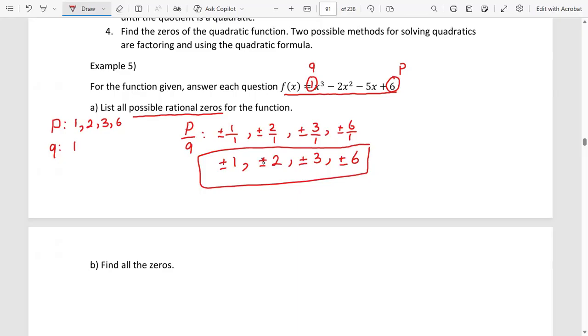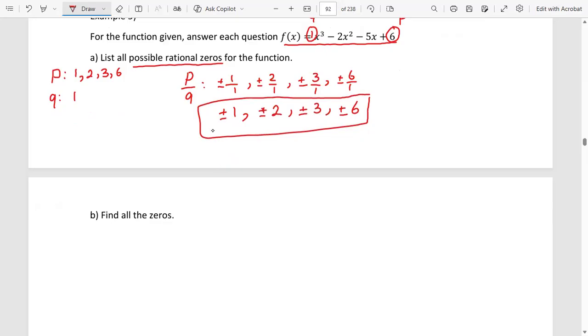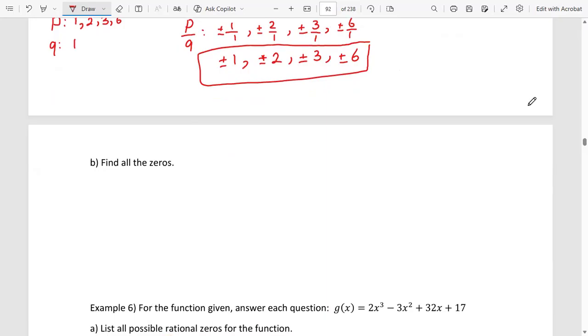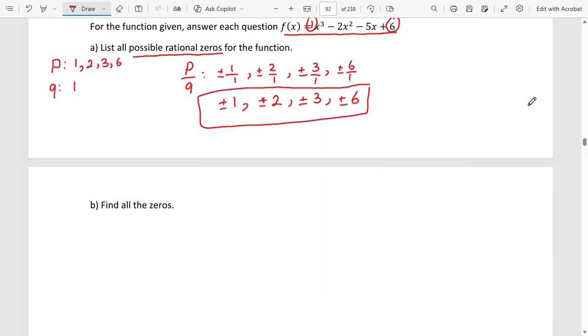Now these are possible zeros. Now part B is asking me to find which one is an actual zero. How do we do that? Use the remainder theorem, plugging these into the function, or use synthetic division. I think the synthetic division is easier and the chance of making a mistake is less. So let's do synthetic division.